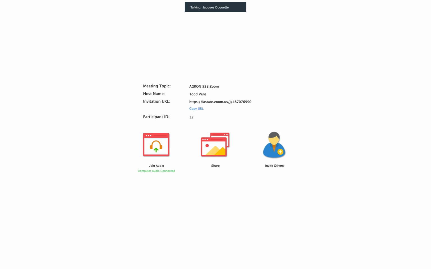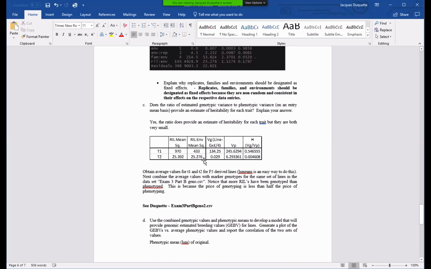2 replications, 2 environments. So when I do that, I get negative 46. But what are your... I will. So for your RIL mean square, what value do you have? Yeah, my RIL mean square, I have 970.